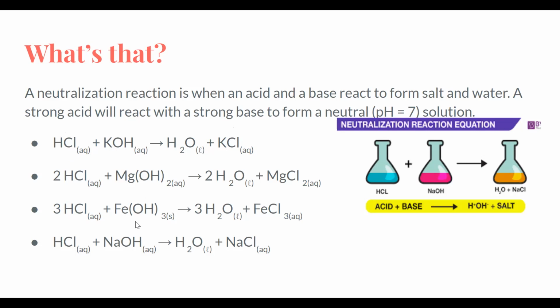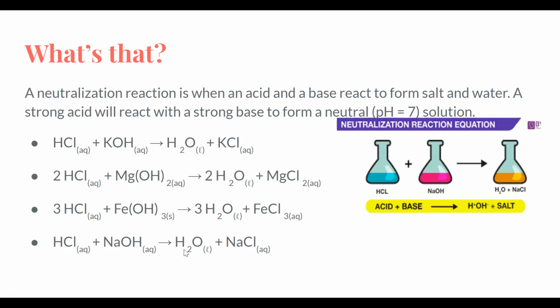And if you look at all the bases, you would see that all of them are hydroxides. Most bases are hydroxides. So you have potassium hydroxide, magnesium hydroxide, iron hydroxide and sodium hydroxide. And the acids are all HCl in this case. But we see that they all form a salt and water, salt and water, salt and water. So these are the types of neutralization reactions that you would see.